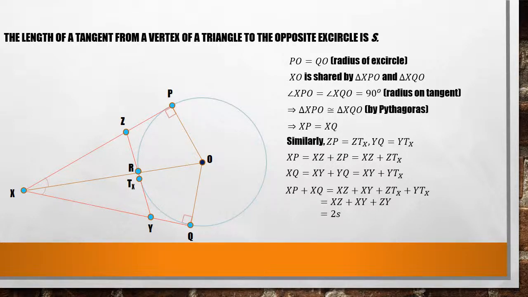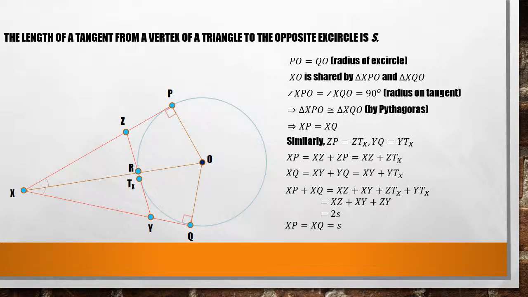With a bit more algebra, we're going to add those two equations. So the sum of XP and XQ is going to be XZ plus XY plus ZT sub X plus YT sub X. But we notice that ZT sub X and YT sub X lie on the same line, so adding their lengths together gives us a length of side ZY. So we have XZ plus XY plus ZY. But what's that? That's just the perimeter of the triangle, which is equal to twice the semi-perimeter of the triangle.